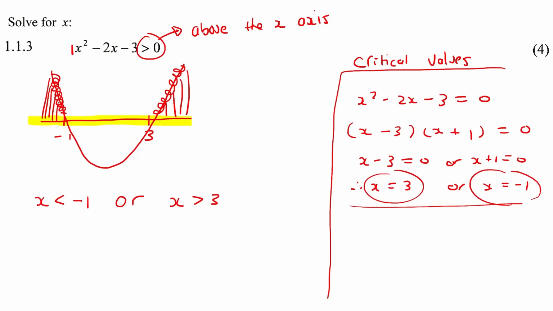Okay. And then if you want to do interval notation for this part over here, you would say -infinity up to -1. And we're just going to use round brackets because they haven't included.